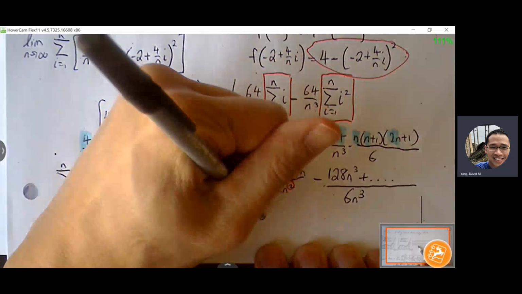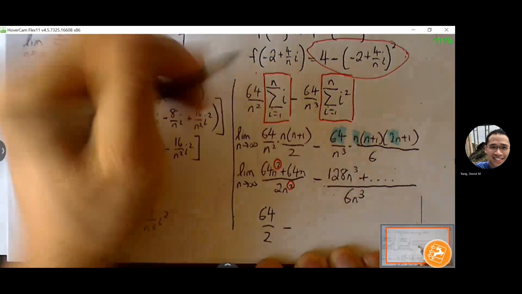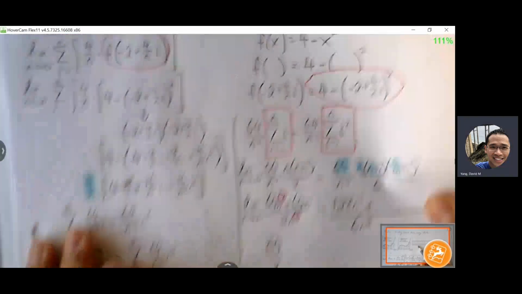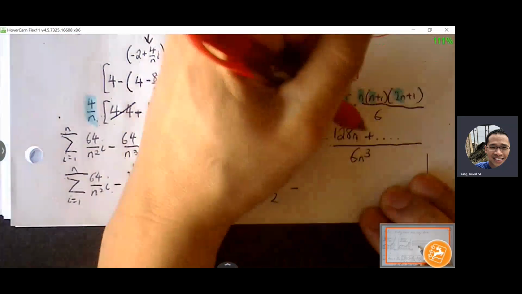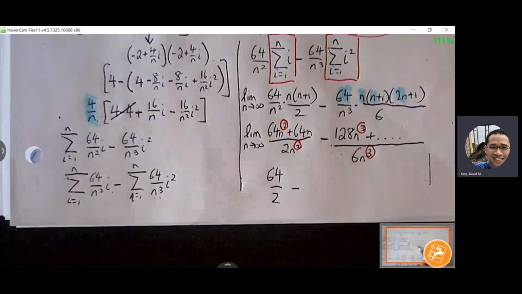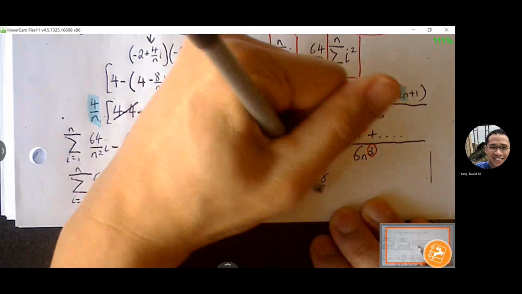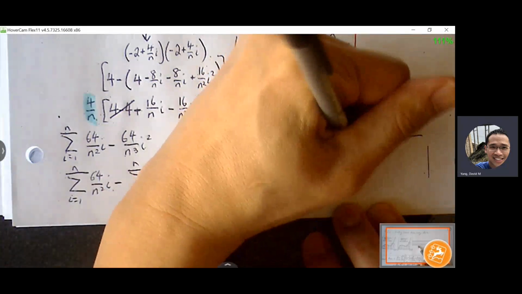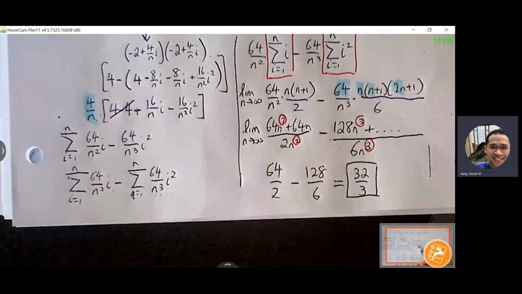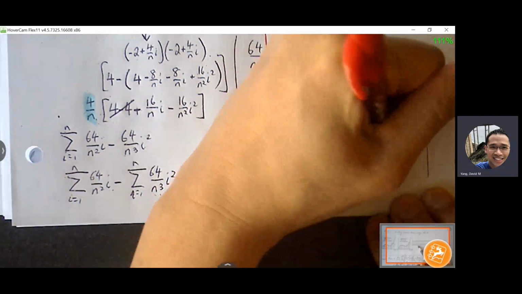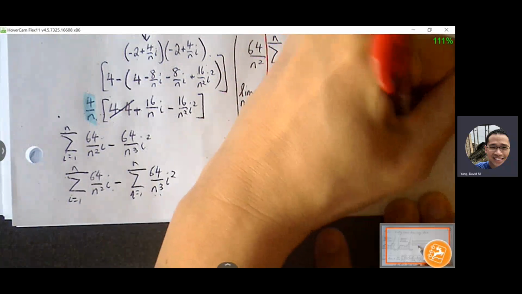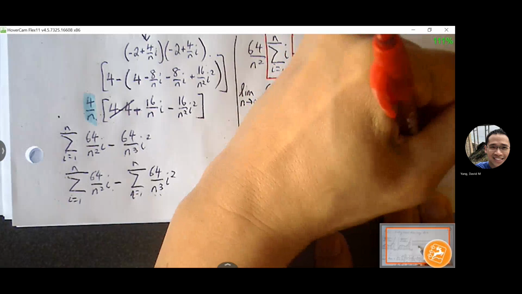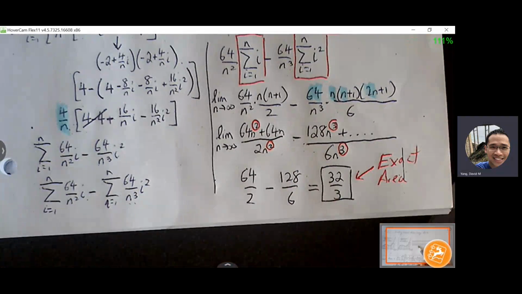So 64 over 2 is my resulting value. And then here, my degrees match as well. And I'm just going to take that 128 over 6. Use your calculator. Reduce that. 32 minus 128 over 6 is 32 over 3. So 32 over 3 is not only an approximation, it's the exact area. It does the work of using an infinite number of rectangles to find the exact area under the curve.